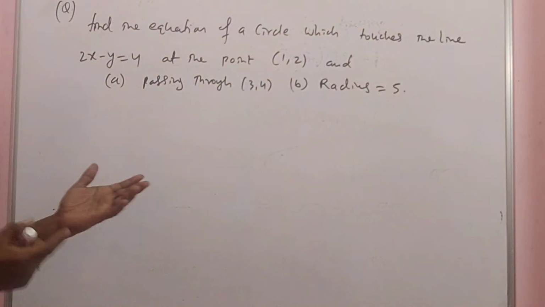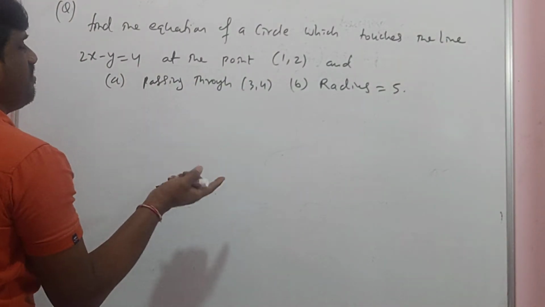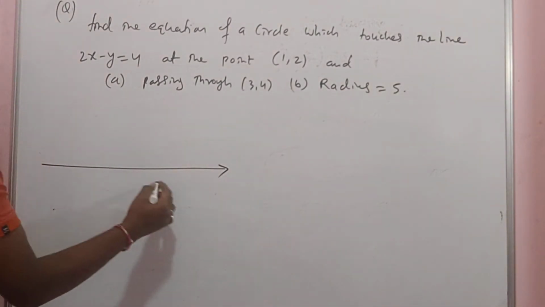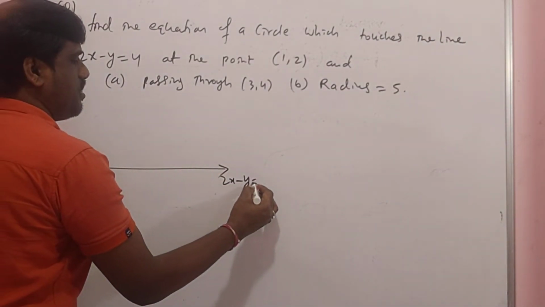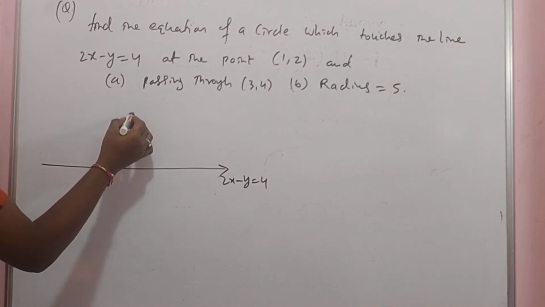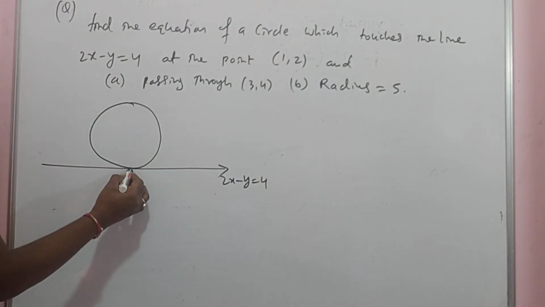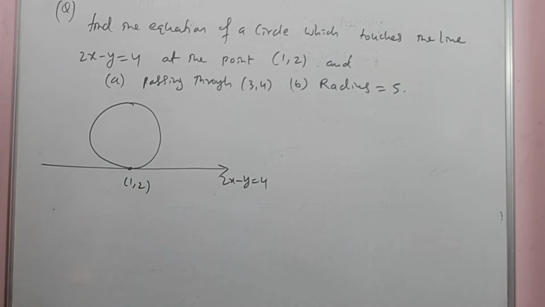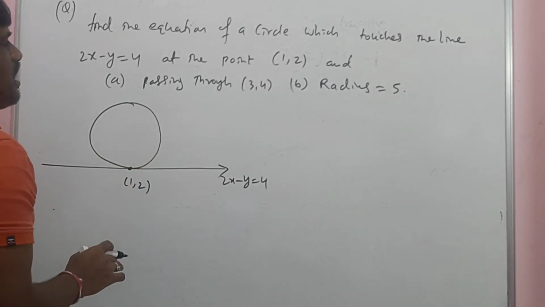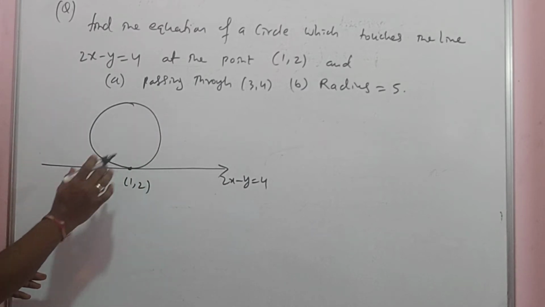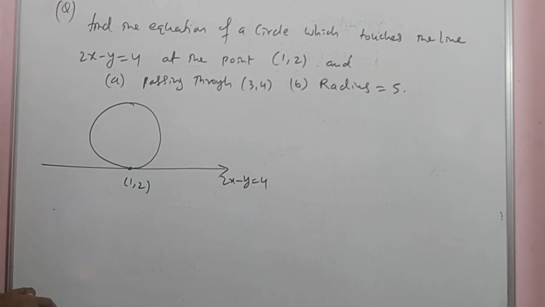Now what to do here? What they have given is the important part. They gave a line, 2x minus y is equal to 4. They gave a point, very nice, that is (1, 2). They are saying we have to find the equation of the circle which touches this line and passes through this point.